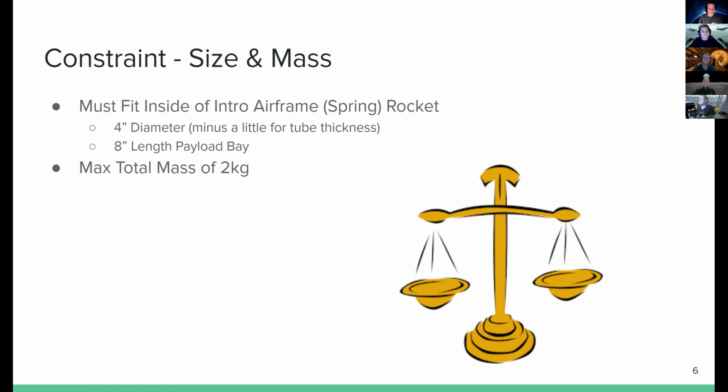Also, it's worth pointing out that it has to come out of the rocket. So, no spikes impaled into the walls and stuff. Yeah, please don't do that. It wouldn't work very well.